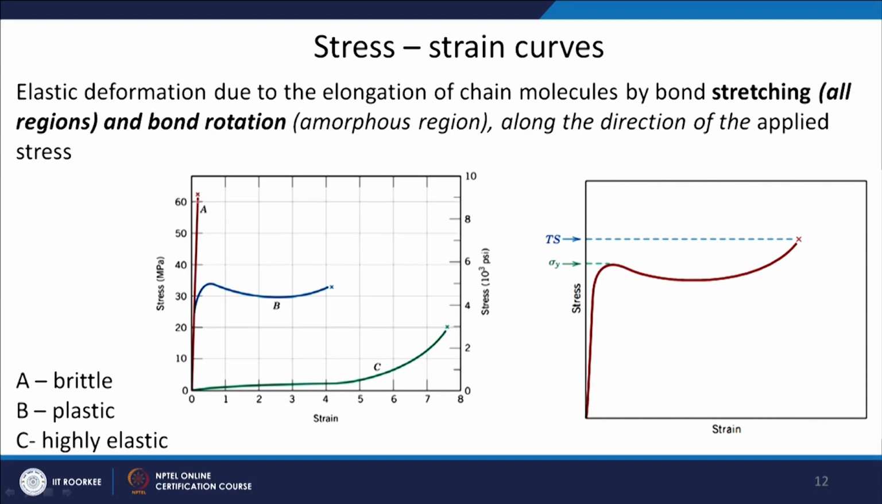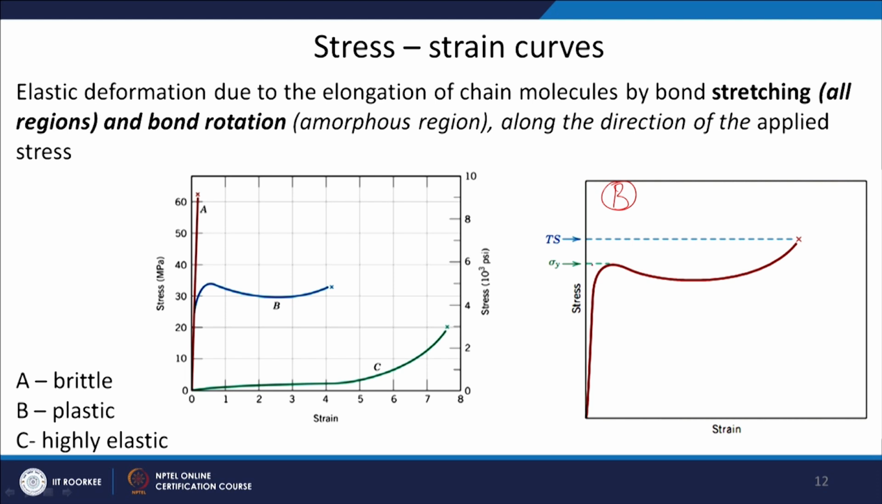Then there are 3 types of polymers shown here. The polymer A is a brittle polymer. So, you can see that only the elastic part is there and then the fracture took place. Then there can be a plastic one which is shown here also. So, this is the B type here. It shows the elastic part here.